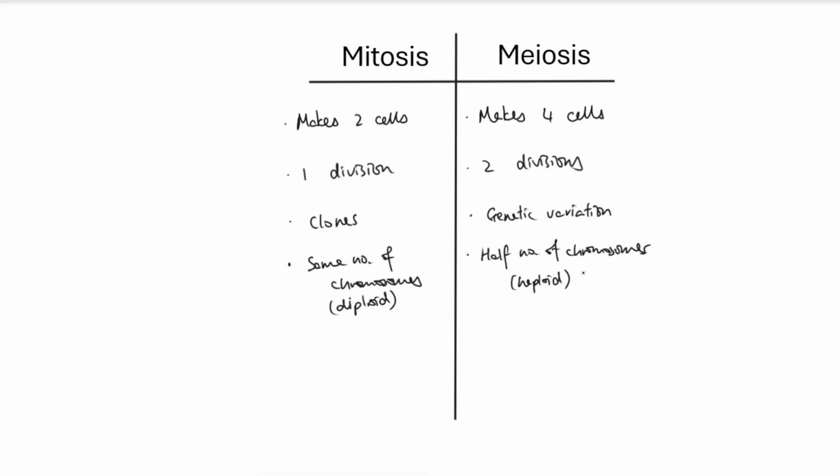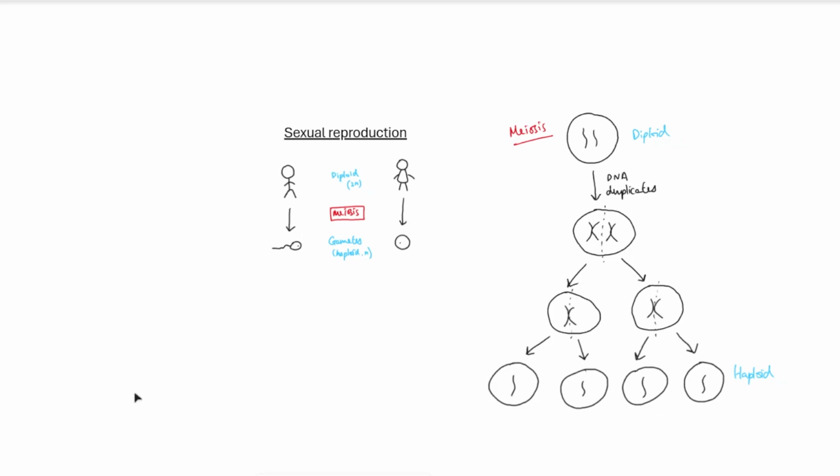This could easily be a 3-mark question, so make sure that when you're phrasing your answers, you indicate exactly which cell division you're referring to. Don't say that one makes 2 cells and the other makes 4 cells. That will not get you any marks. You want to say mitosis makes 2 cells, but meiosis makes 4 cells. So that is about meiosis.